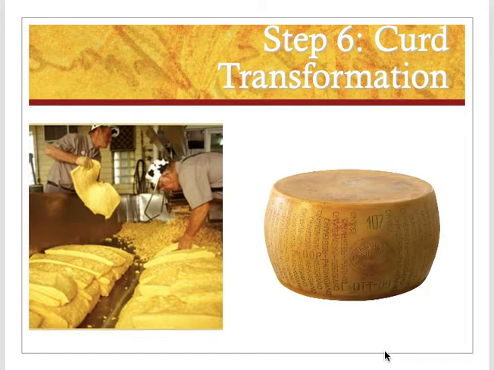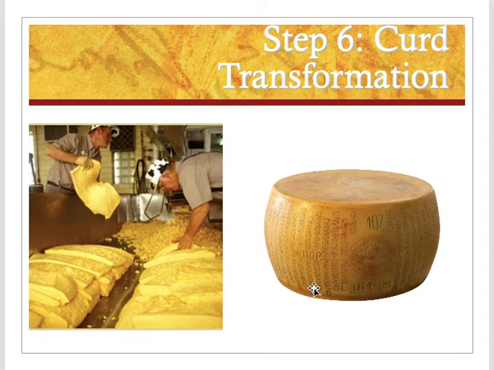Okay, step six is curd transformation, and this is where it starts to get fun. There are different handling techniques in salting that will affect how the curd is transformed into the many different types of cheeses that we have. It's basically going from these little broken down pieces of curd, and then they start to bring them together in larger chunks, and eventually it's going to start to get pressed into molds.